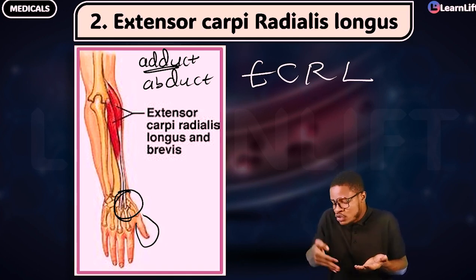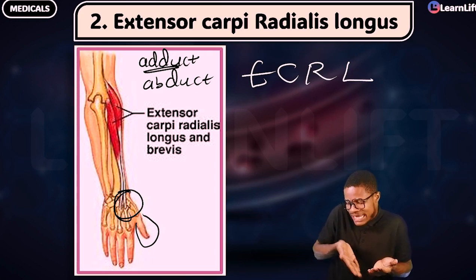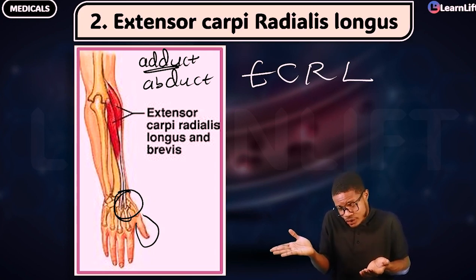But abduct, you are taking it away from the midline. Adduct, you are bringing it close to the midline. Abduct is away from the midline. Do you understand it now?